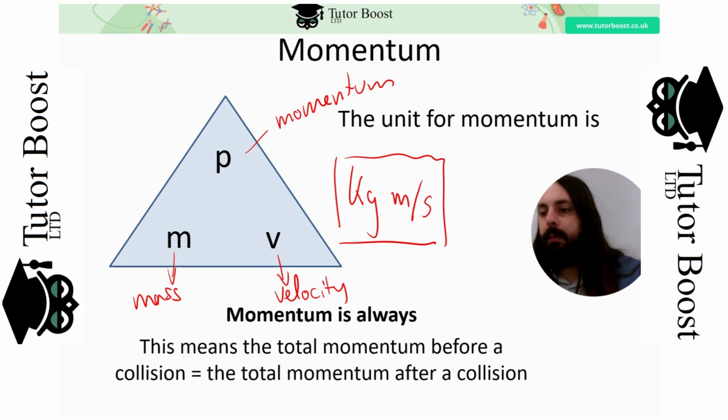Okay, so at the bottom, we've got the law of conservation of momentum. Law of conservation of momentum says that the total momentum before a collision is equal to the total momentum after a collision. And that means that momentum is always conserved. Okay? That's it.